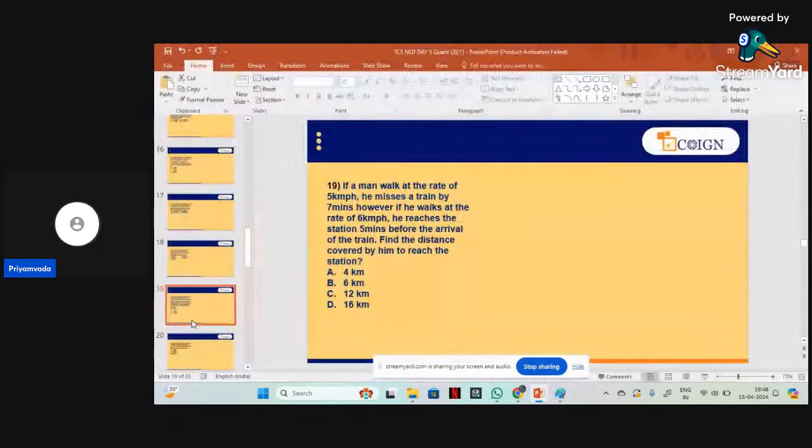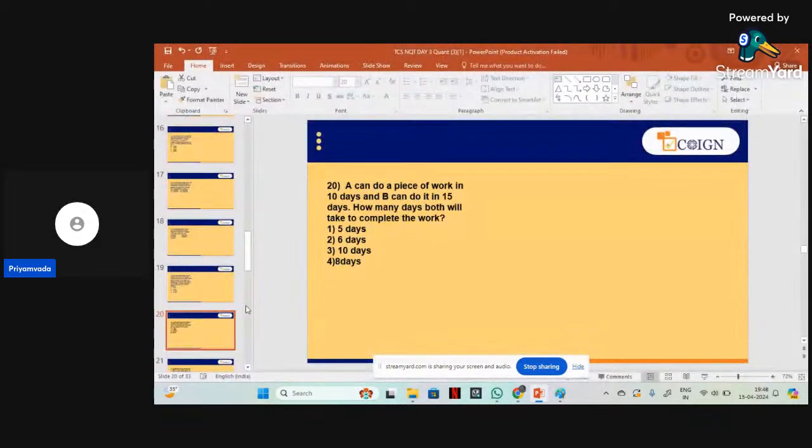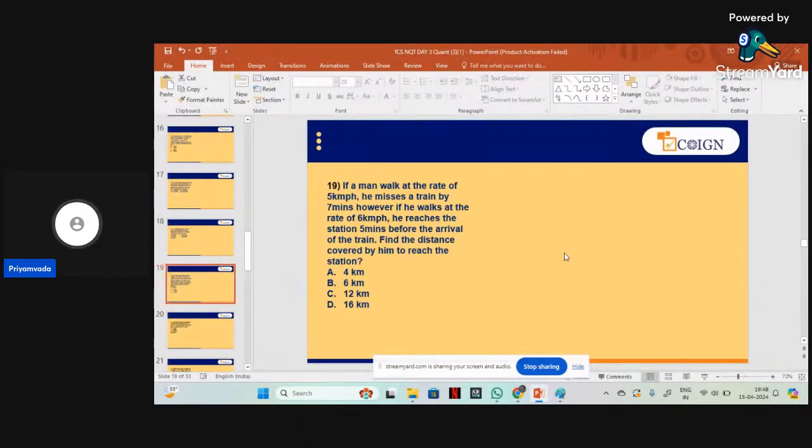So till now we have completed the topics of time, speed and distance. These are the kind of questions that you'll be getting in the TCS NQT. And now we'll be going into the time and work topic. And I would like to give you some basics on this topic as well. So please look at the screen.